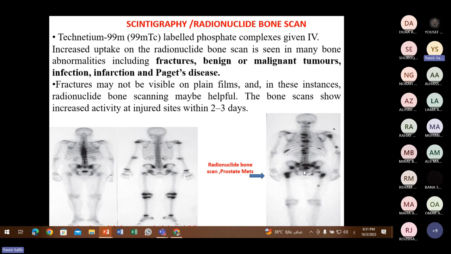This is an abnormal radionuclide bone scan. You can see there are many hot spots or increased activity or increased uptake. This is scattered in most of the bones, the humerus, the ribs, in the lower limbs, in the femur, in the pelvic bone. But most likely this patient is a known case of CA prostate, carcinoma of the prostate. So what is the most likely diagnosis?